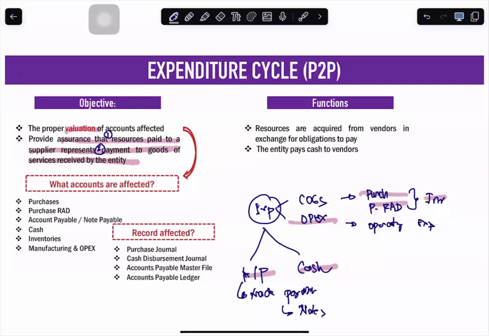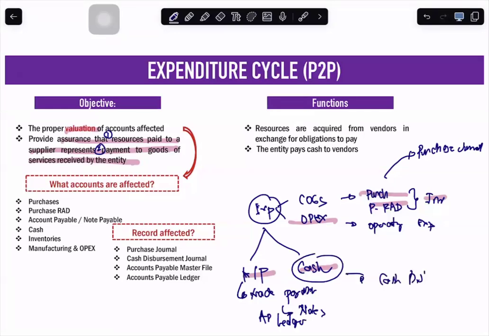And take note, for your payable, it could be other trade payable, so it could be your notes payable. And now, what are the records affected? The records affected are, since we have purchase, we have your purchase journal. And since we have your payable, we have your AP ledger. And for cash payment, we have your cash disbursement journal. So we have purchase journal, cash disbursement journal, and for AP, we have AP master file and AP ledger.